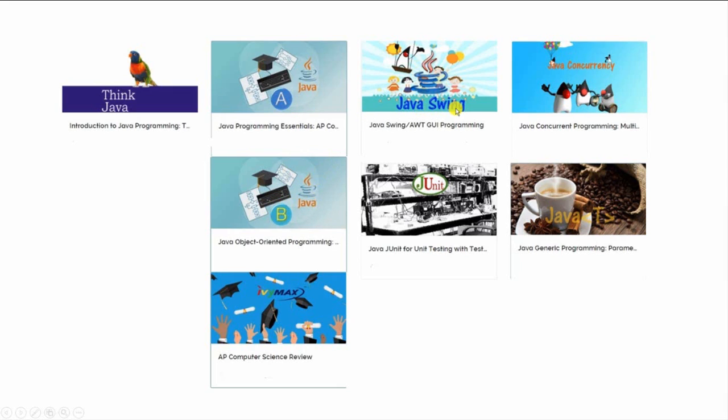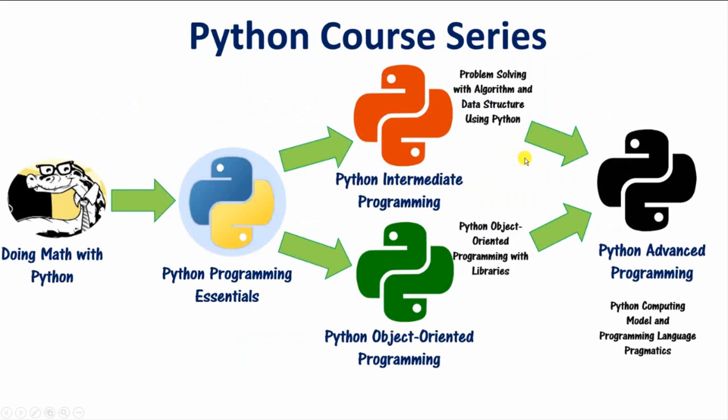And then we have the Java Swing and AWT GUI programming course. That is a supplementary course for the AP Computer Science A. It is suitable for high school students and also for college students. And then we have some other courses. These courses are suitable for high school students, college students, and working individuals.